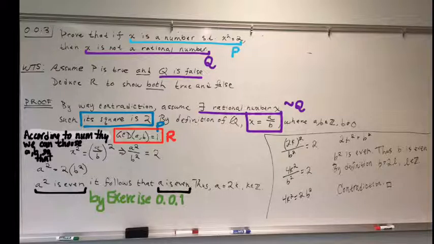So by exercise 001, if a squared is even, then a is even. Thus, by definition, a is equal to 2k, and then from there we also deduce that b squared is even, and thus b is even, and therefore b is equal to 2l, with l being an integer. And the contradiction, I'm just going to add one more sentence in here.